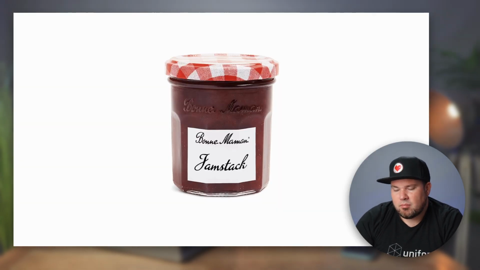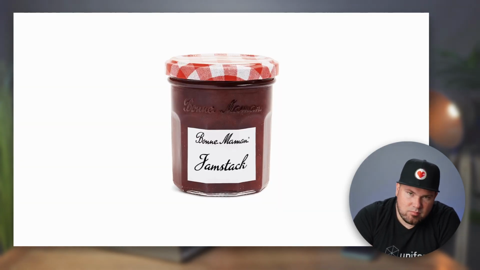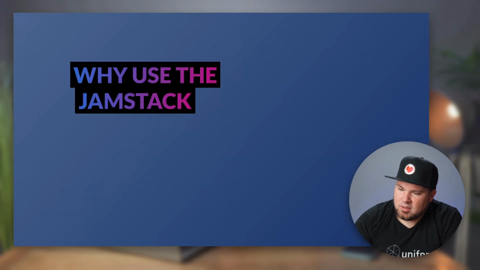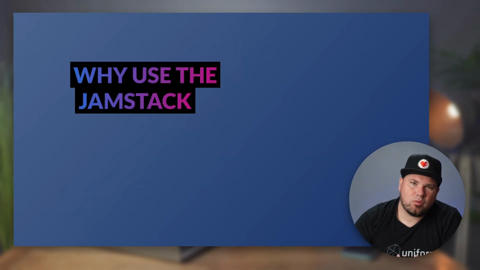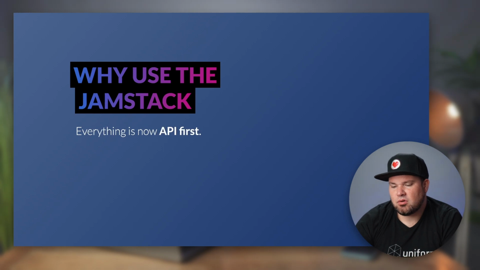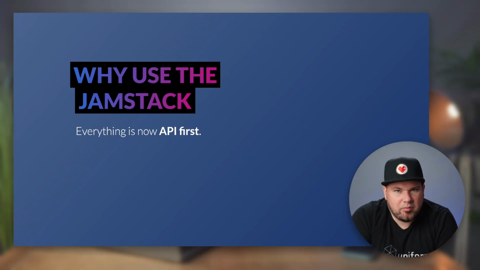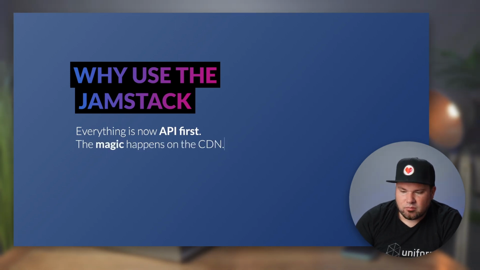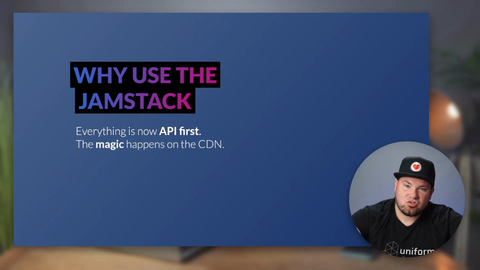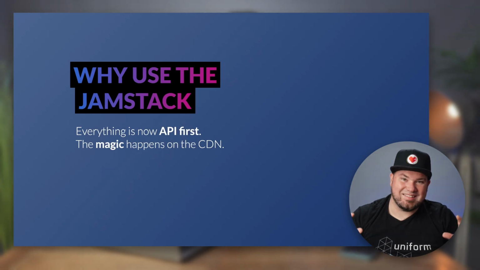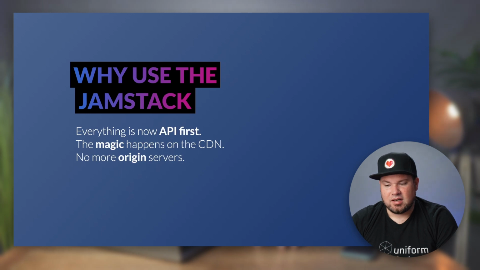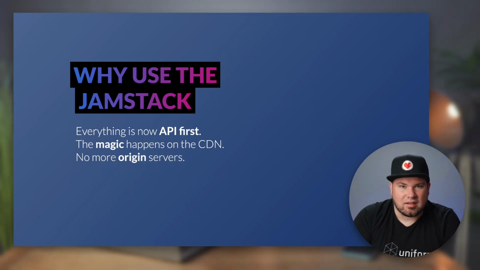So let's talk about the Jamstack, because I think the Jamstack, in whatever form that exists right now, really works extremely well with all this. So basically, why would you use the Jamstack with this whole approach? So everything we deal with is API first now. There is no kind of central organ anywhere, right? The magic happens distributed. It's all on the CDN. It's decentralized. It's close to the user where stuff happens. There's no more origin of anything.